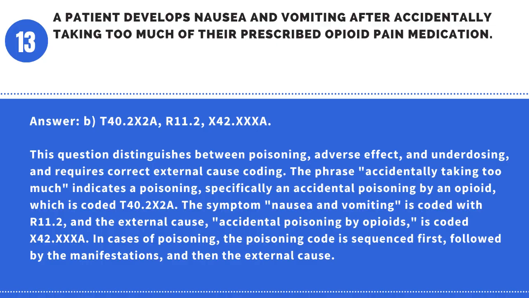This question distinguishes between poisoning, adverse effect, and underdosing and requires correct external cause coding. The phrase accidentally taking too much indicates a poisoning, specifically an accidental poisoning by an opioid, which is coded T40.2X2A. The symptom nausea and vomiting is coded with R11.2, and the external cause, accidental poisoning by opioids, is coded X42.XXXA. In cases of poisoning, the poisoning code is sequenced first, followed by the manifestations, and then the external cause.